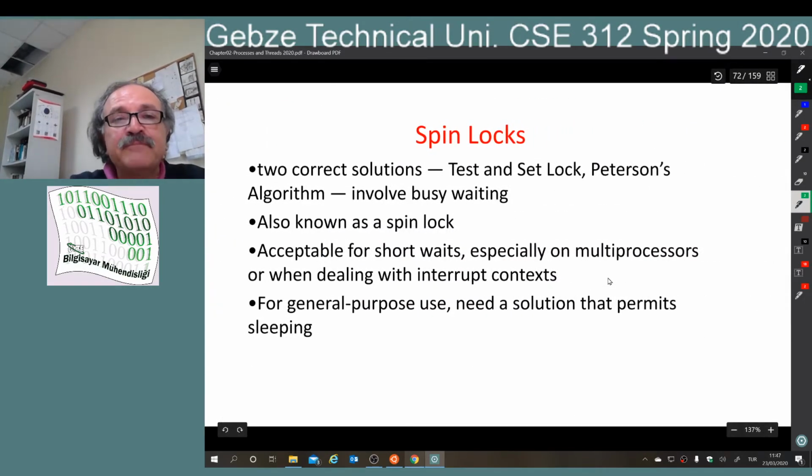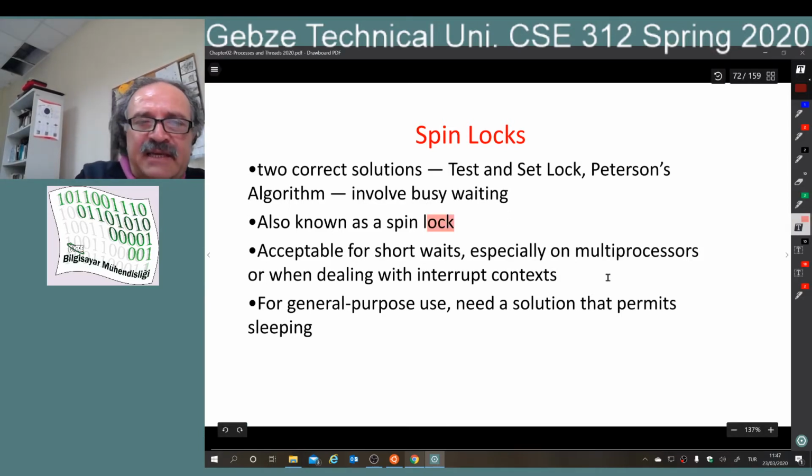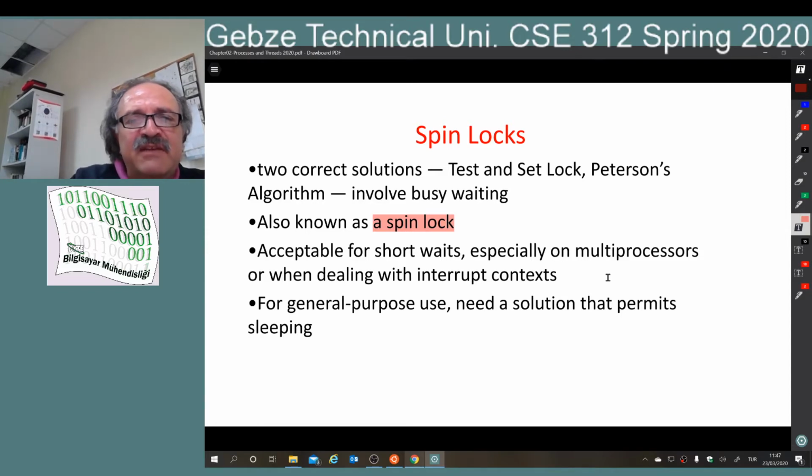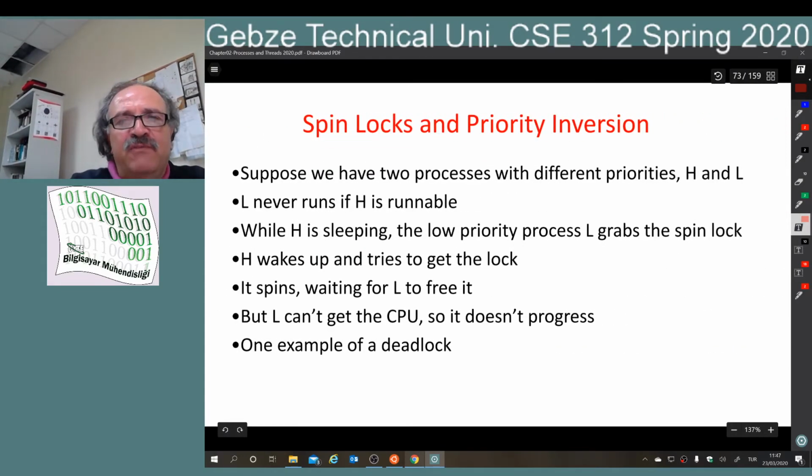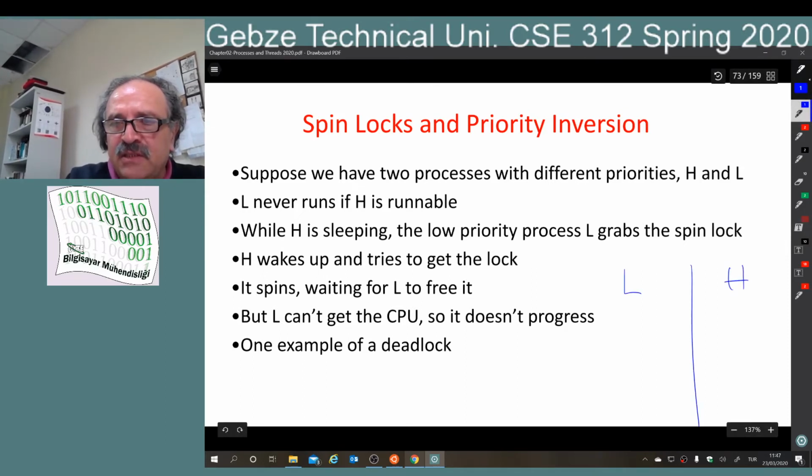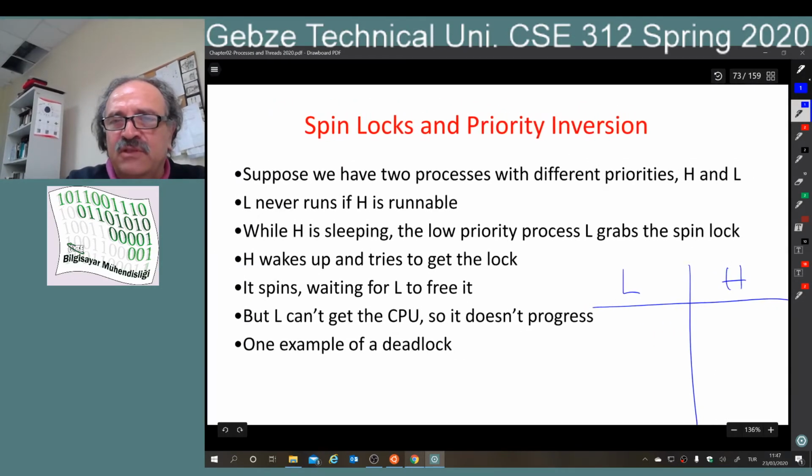We need to be careful about spin locks a lot. One concern is efficiency, and the other is a very serious problem called priority inversion. Let's say I have two processes, process L and process H. Why I have chosen these two letters for them will be clearer. Let's say process L has a critical region, with start critical and end critical, and process H again has start critical and end critical.